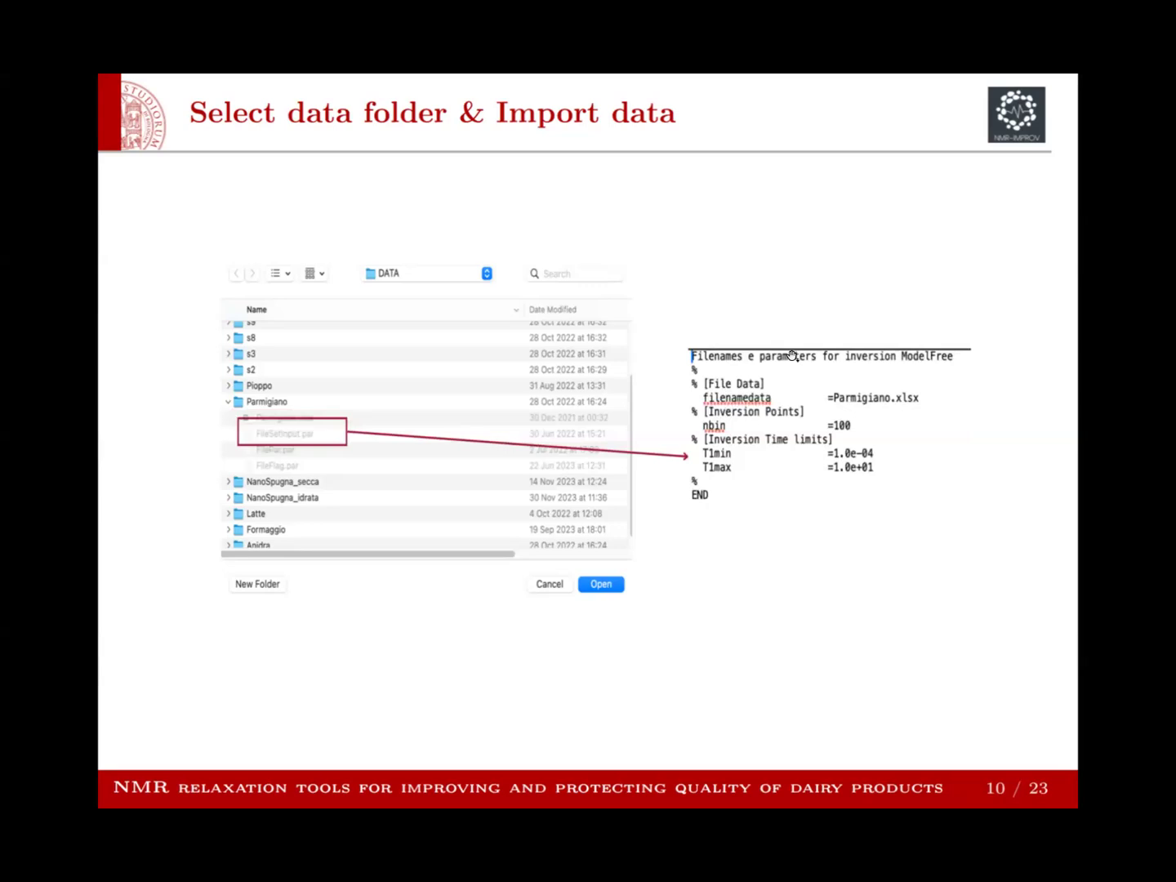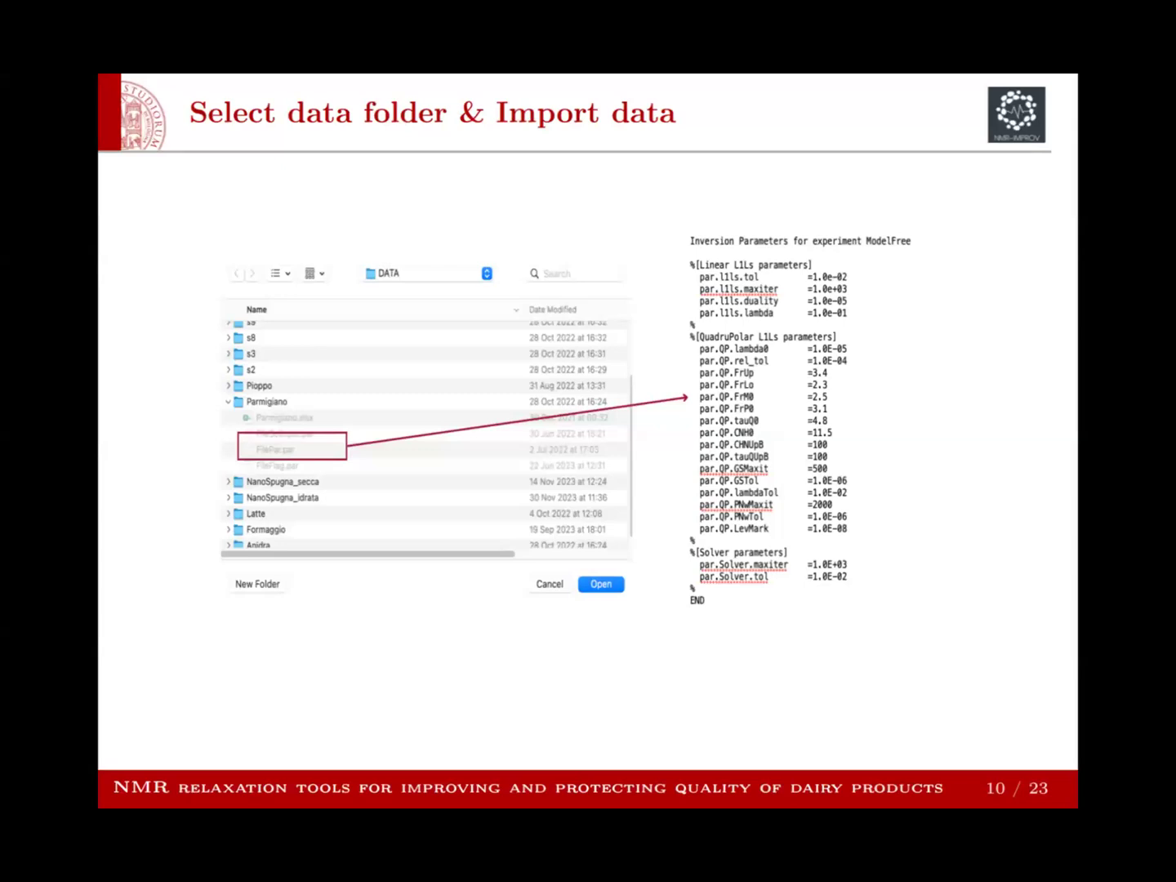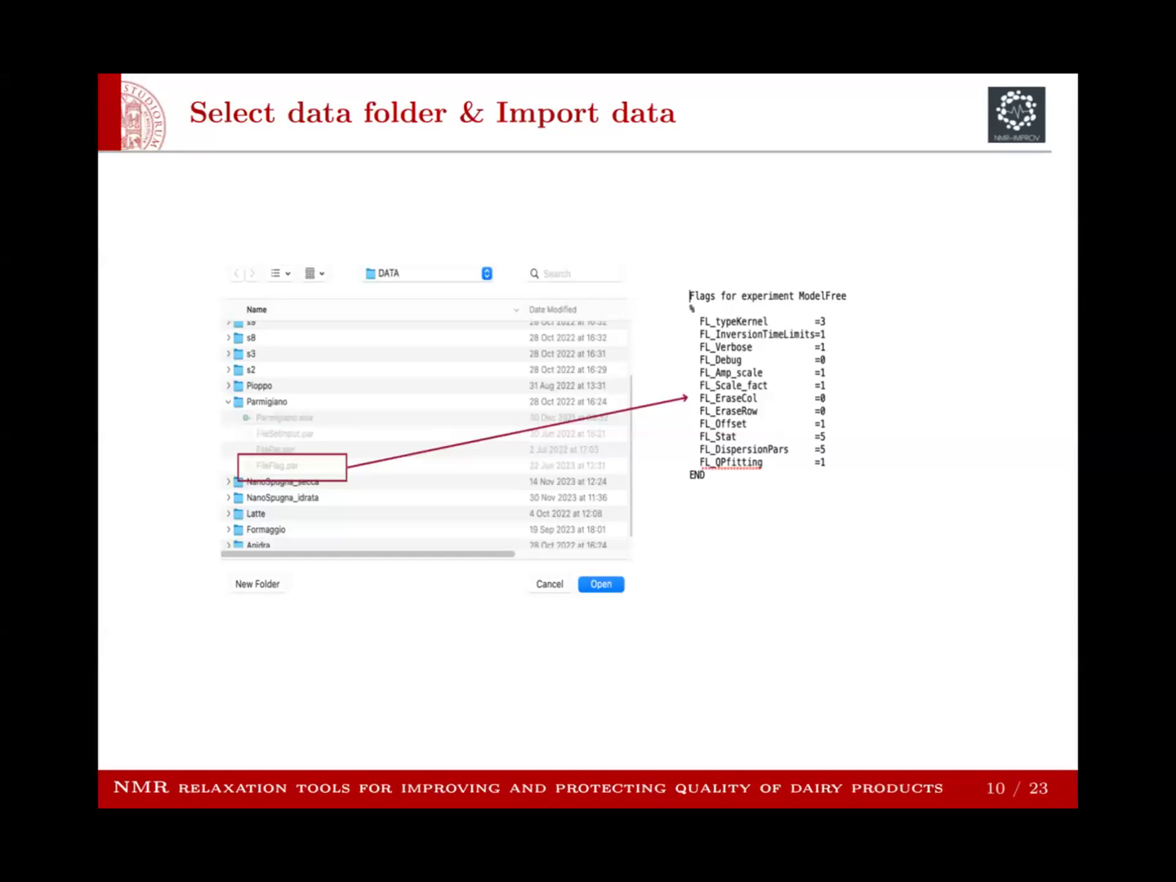Then there is a .par file where you specify the name of the Excel file, the number of inversion points that you want to use, and the inversion time limits of the problem. Then there is another file where you set all the parameters for the numerical method. For example, the starting value of the regularization parameter, the maximum number of iterations of the algorithm, the tolerances, and also the starting values of the quadrupolar parameters. And then at the end, we have another .par file with some flags for the algorithm.